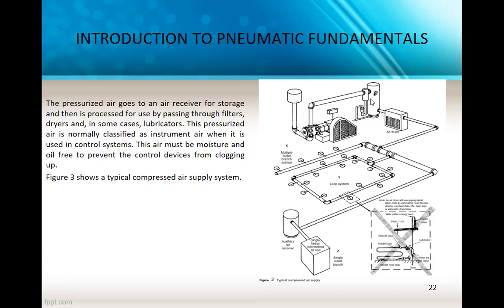And then, it is processed for use by passing through the filter. May filter sa dyan. Dryer, and in some cases, lubricators. Isa yung mga lubricate ng machines. Yung iba, di kailangan ng lubricant. This pressurized air is normally classified as instrument air. Ito mga looping. The air must be moisture and oil-free. Yung mga drips dyan. This air must be moisture free to prevent control devices from plugging up. Kaya may mga filter.